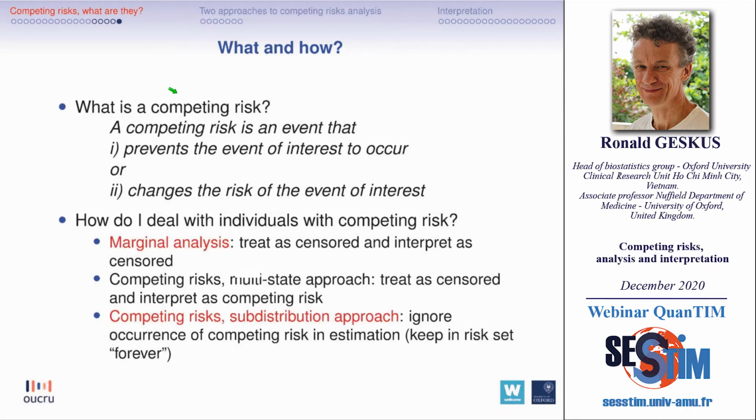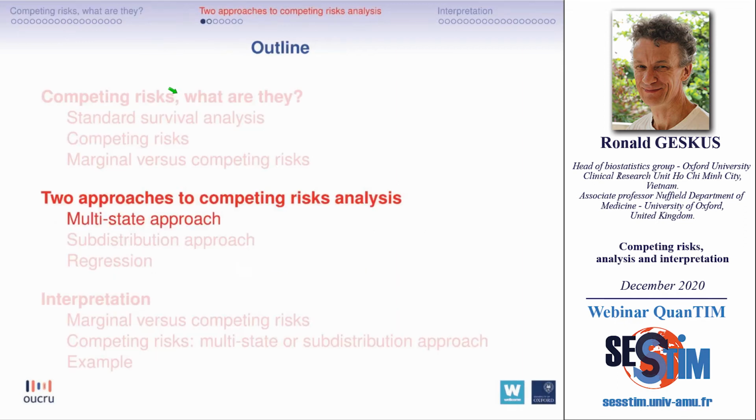So this is the distinction between a marginal distribution, in which it's not really a competing risk analysis because the competing risk is treated as and interpreted as censored, and the competing risk setting. And in the example that I gave, I used the subdistribution approach, in which the occurrence of the competing risk is ignored in the estimation. And that is especially easy here because we assume that there were no censored individuals. So now in the next section, I will sketch the two different approaches to competing risks analysis.